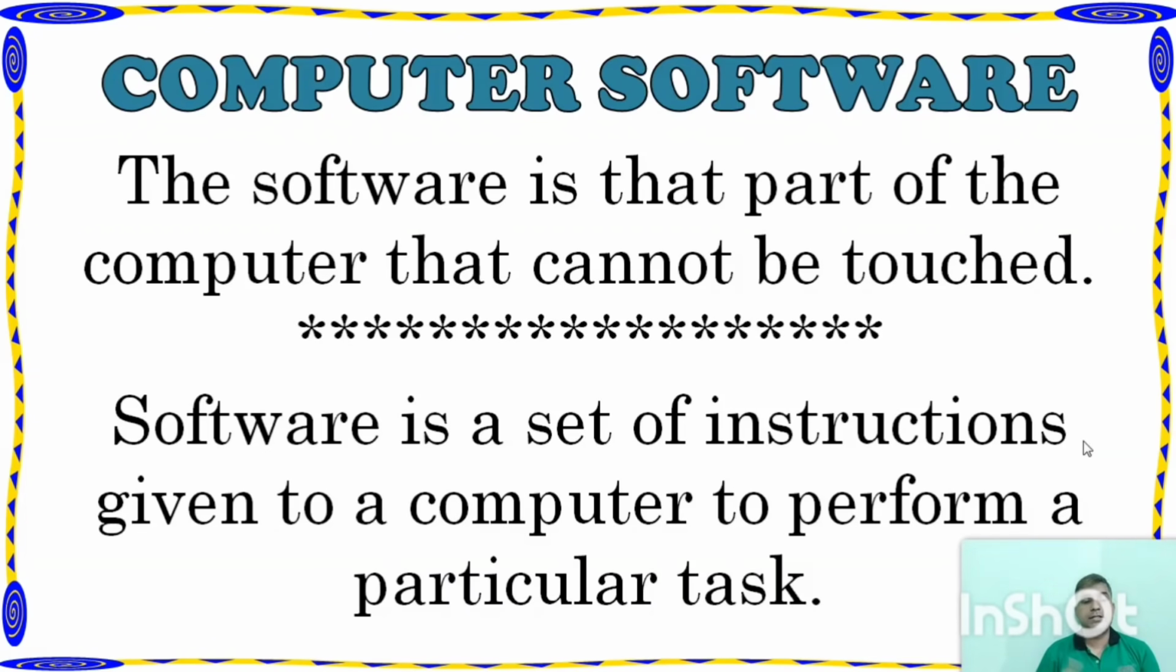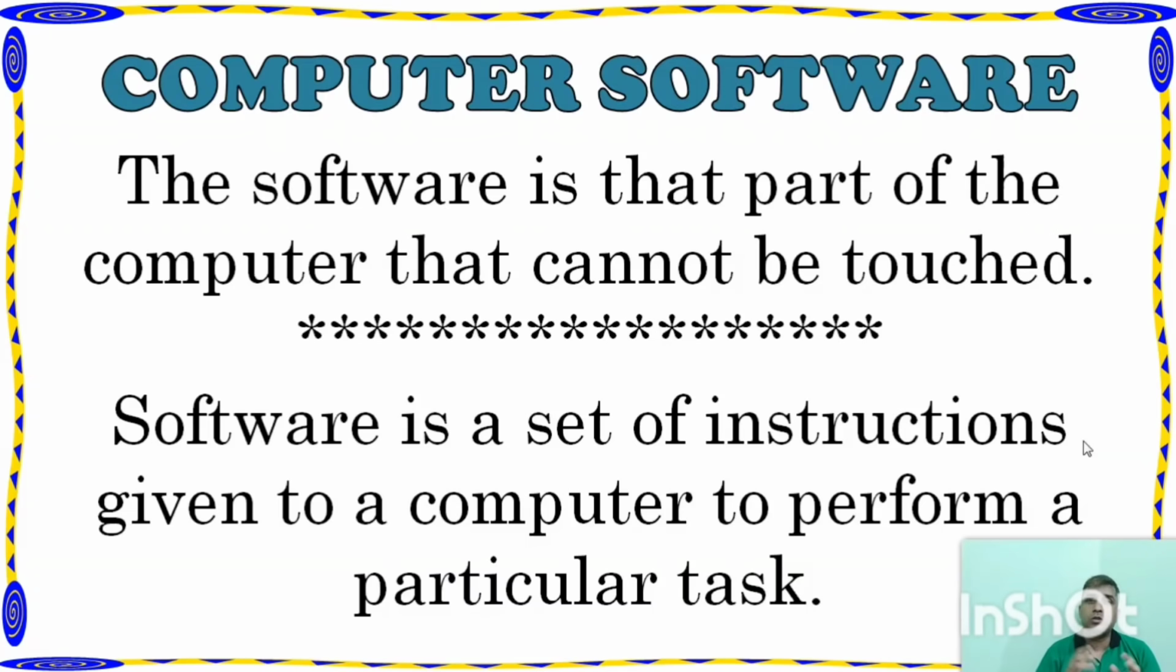Now, what is computer software? This is where you have to understand simply and slowly. What is software? Software, in simple terms, is that part of the computer that you cannot touch. What is that part of the computer that you cannot touch? Basically, as you can see on my screen, software is a set of instructions given to a computer to perform a particular task.